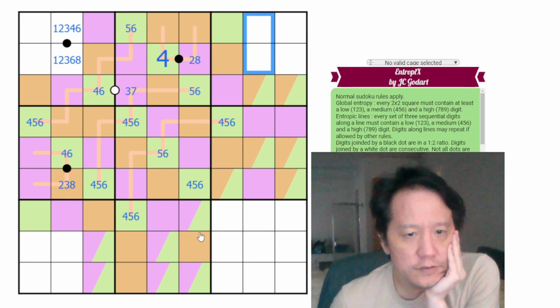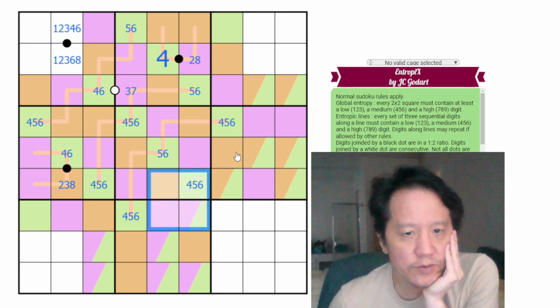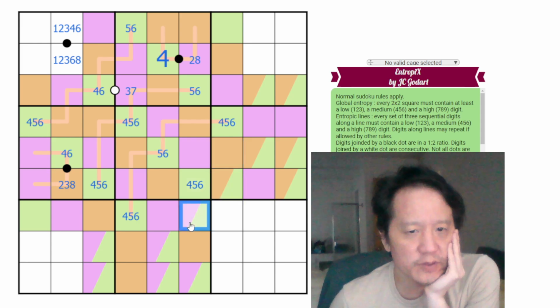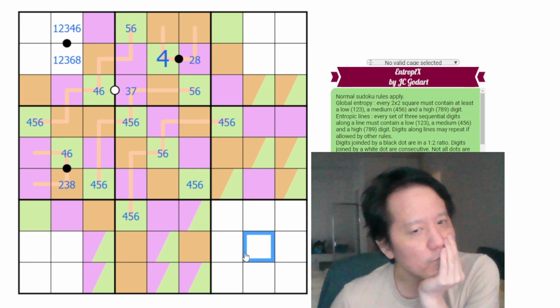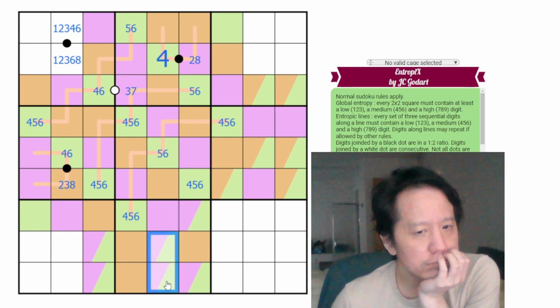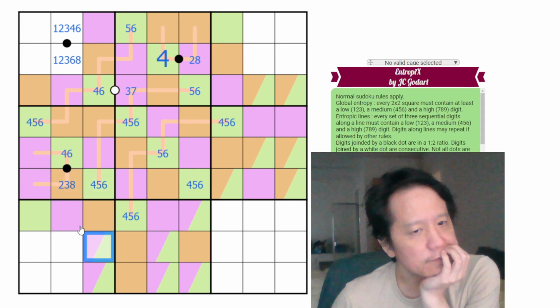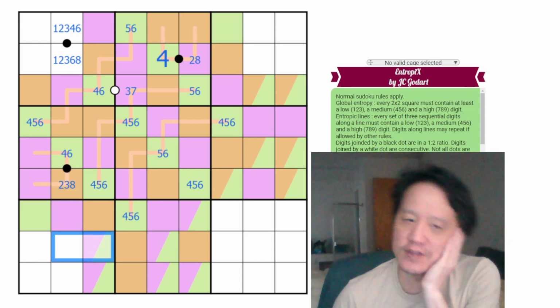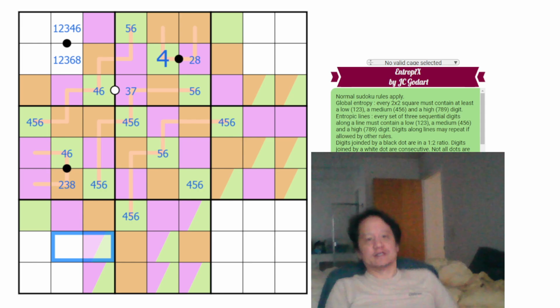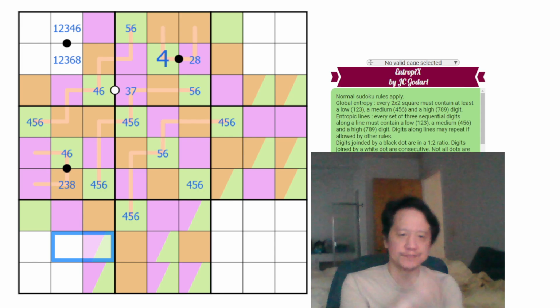Huh. This has all three. This has all three. So one of them could be green. This has all three. This is all three. This is all three. So one of these is green. But again, it doesn't tell us very much.